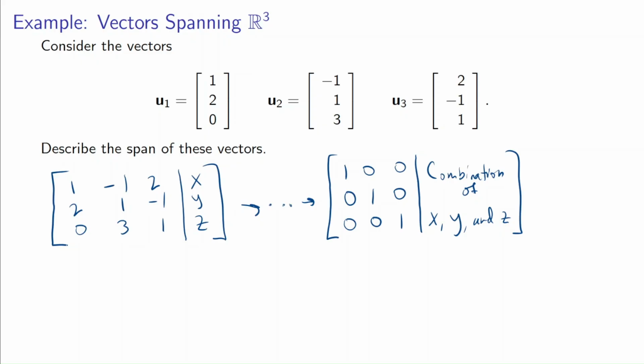And so again, if I wanted to get a specific vector in R3, I would go through the process of putting that particular vector in for X, Y, Z and row reducing. It's not worth doing this in general when we know we can get to every vector. And so we would say that the span of these vectors is all of R3.